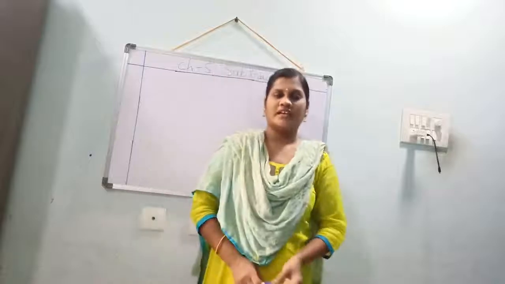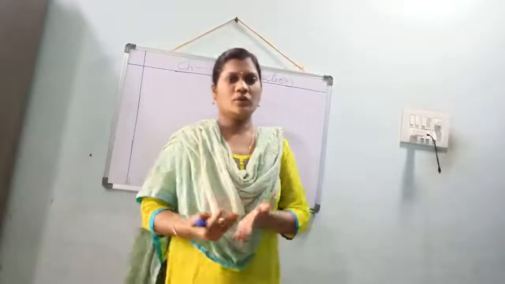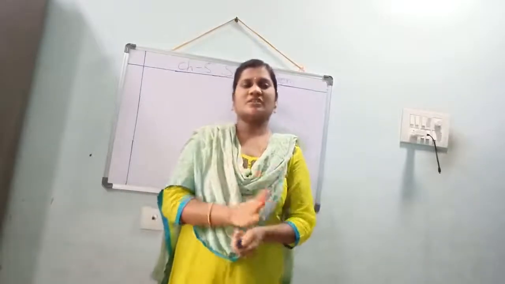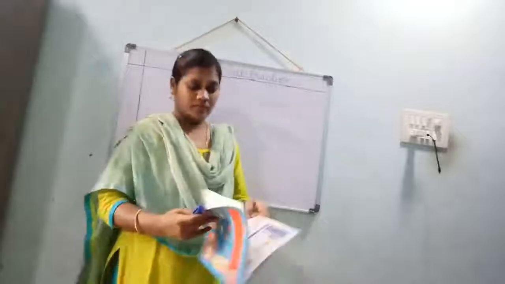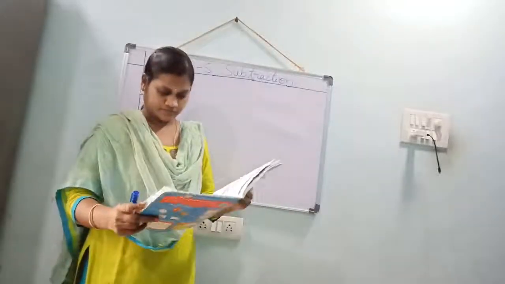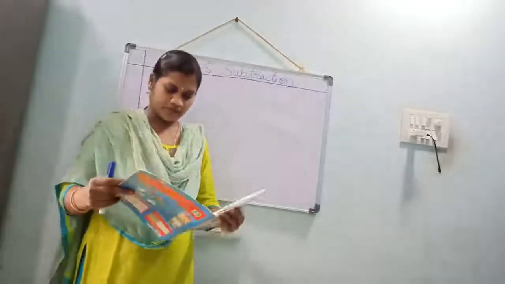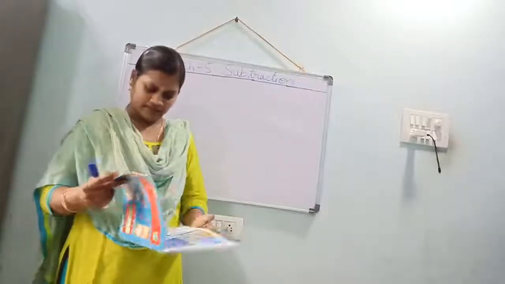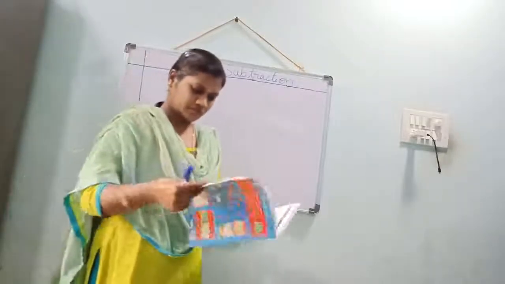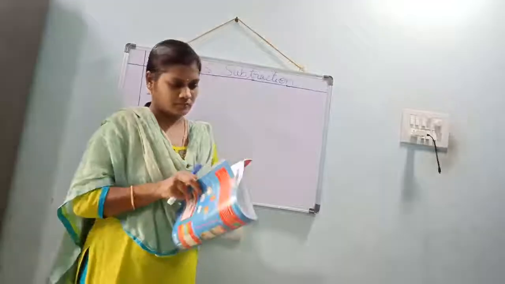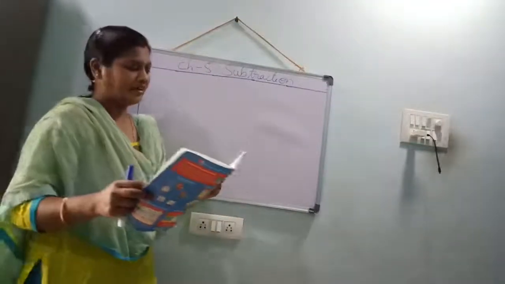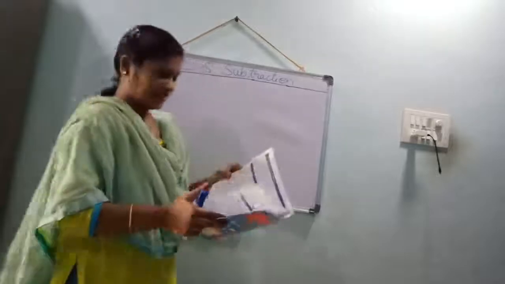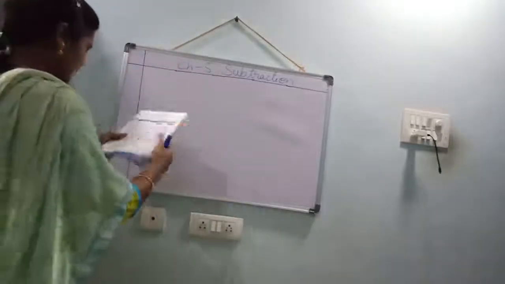Coming to the point. Yesterday what did you learn? How to do subtraction sums with 2-digit and 3-digit numbers. Today I will tell you the subtraction properties: the zero property, the before number property, and subtracting a number from itself. See children, zero property.